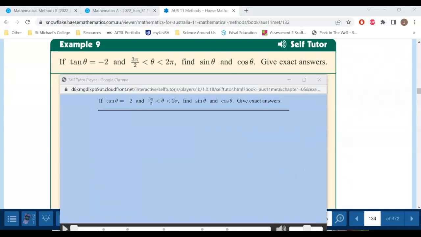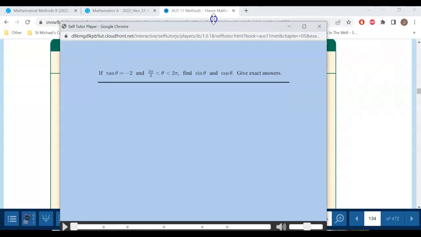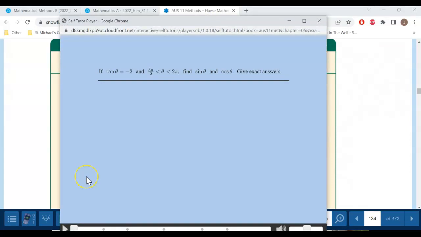Okay, let's have a look at example 9. So this time they've told us that tan theta is equal to negative 2. We're interested in a range of thetas between 3.5 pi and 2 pi, so that's in quadrant 4, and we're asked to find sine and cos. So this is going to be slightly different. We're not going to start off with the identity that we started off with last time.